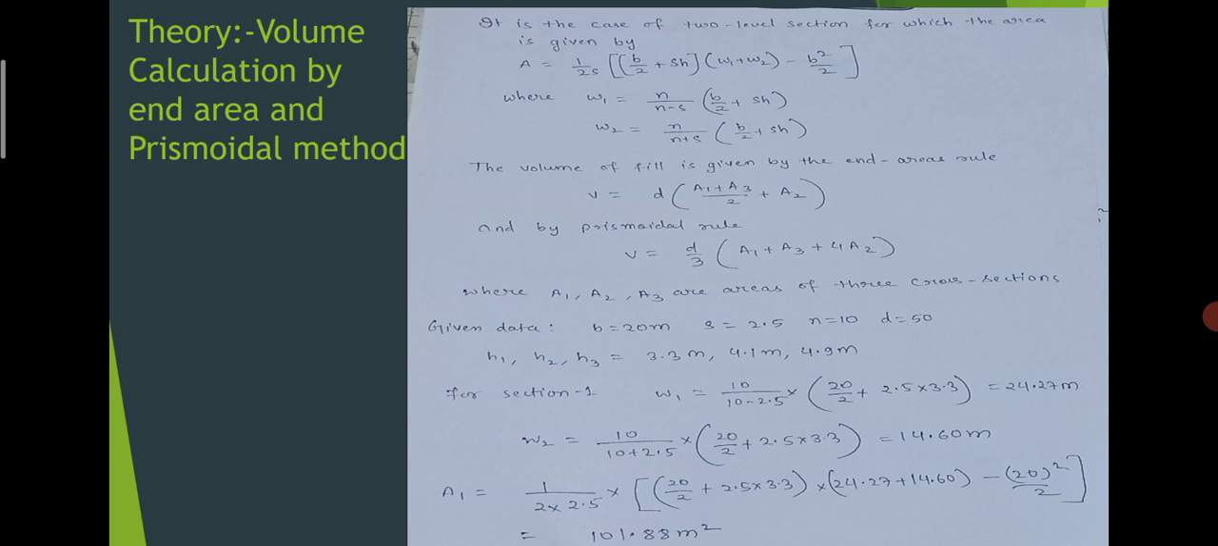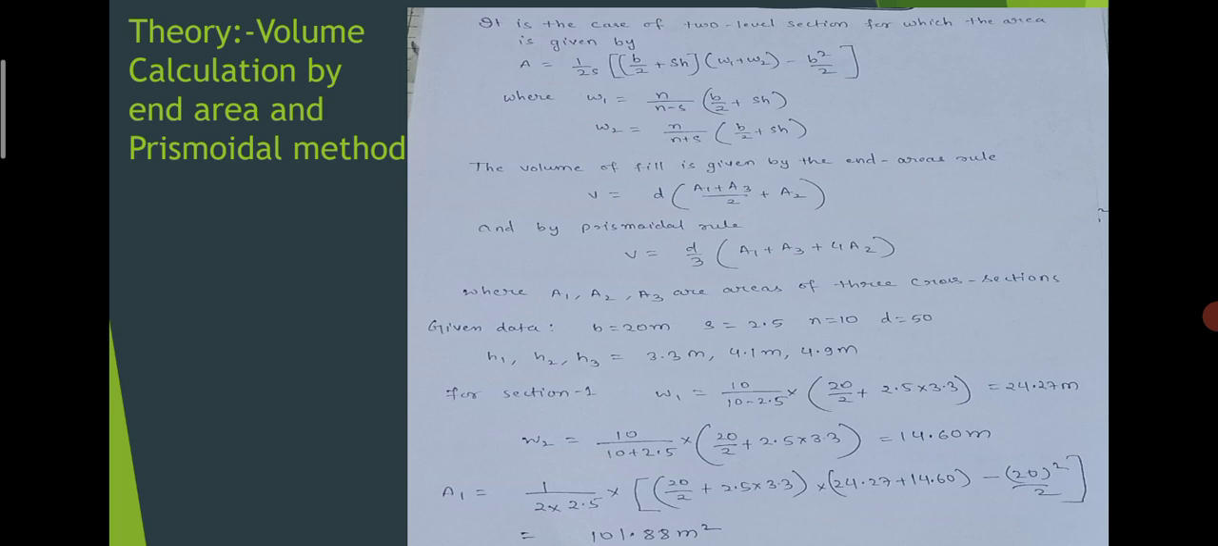The method to solve the problem is based on the principle of determining volume using end areas and the Prismoidal method. Here we can see it is the case of a two level section, for which the area is given by the formula, where W1 and W2 can be calculated by the further formulas given. The volume of the fill is given by the end areas rule, as we know, V equal to D multiplied by A1 plus A3 by 2 plus A2, and by Prismoidal rule it is D by 3 multiplied by A1 plus A3 plus 4 times A2, where A1, A2, A3 are areas of three cross sections.